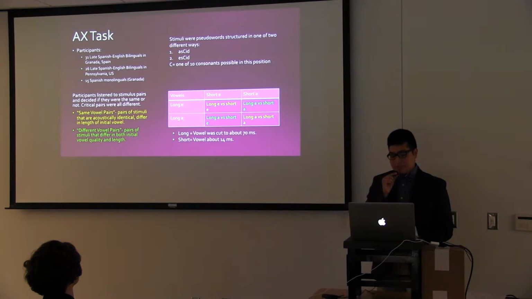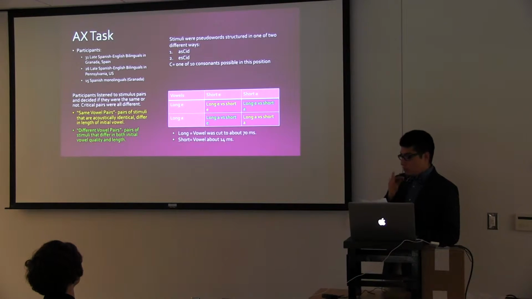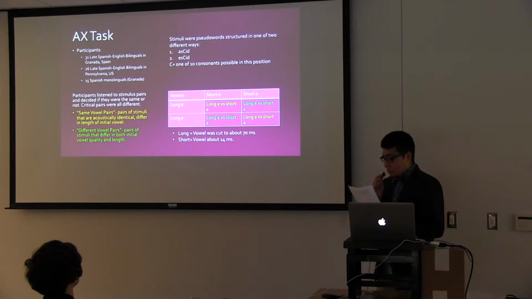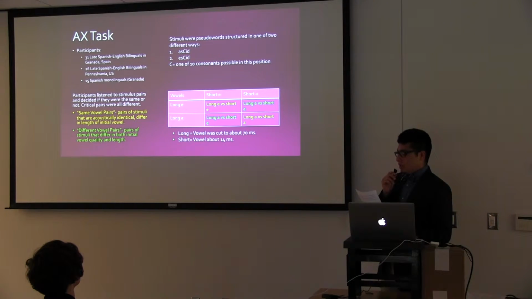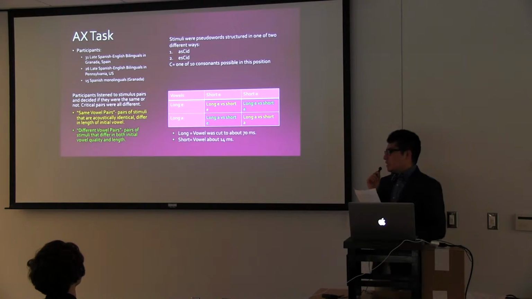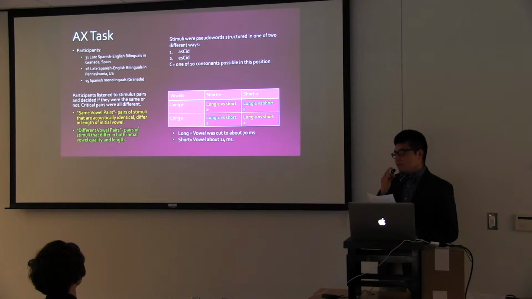Let's begin with the AX discrimination task. In this task, we asked participants to listen to a pair of stimuli and determine if they were the same or not. The stimuli were all pseudo words that began with an A plus S plus consonant structure, or they began with an E plus S plus consonant structure. And the stimuli were either 70 milliseconds long or 14 milliseconds long. The reason why we cut them short is because we tried to see if the Spanish repair system is going to have a role in the way you perceive these vowels.